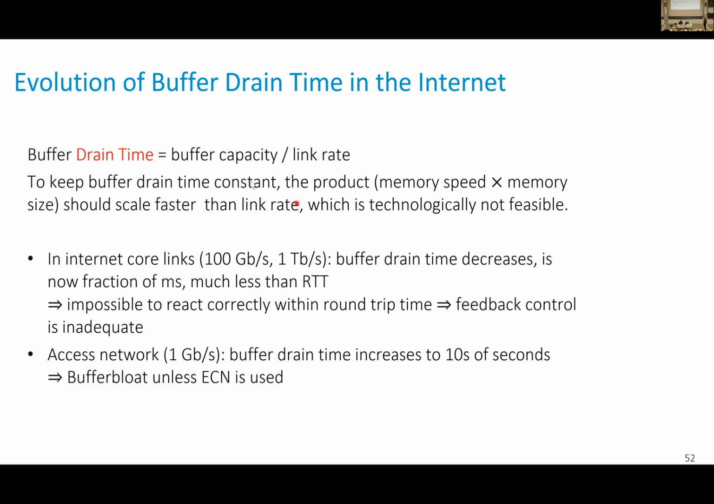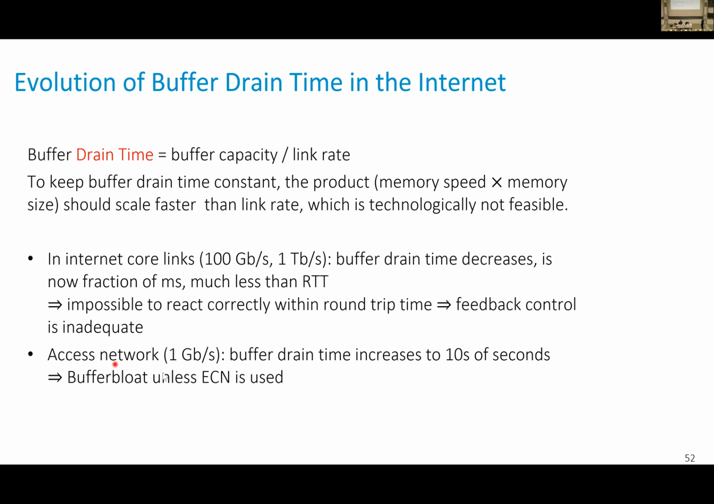The first thing that motivates TCP BBR, a version of TCP that is deployed largely by Google, is based on these observations here. What we call the buffer drain time is the time constant of a buffer. If you have a buffer of a certain size that is served by a line of a certain rate, the worst case queuing time, which is the buffer drain time, is the size of the buffer divided by the link rate. And the question is, what happens to this?